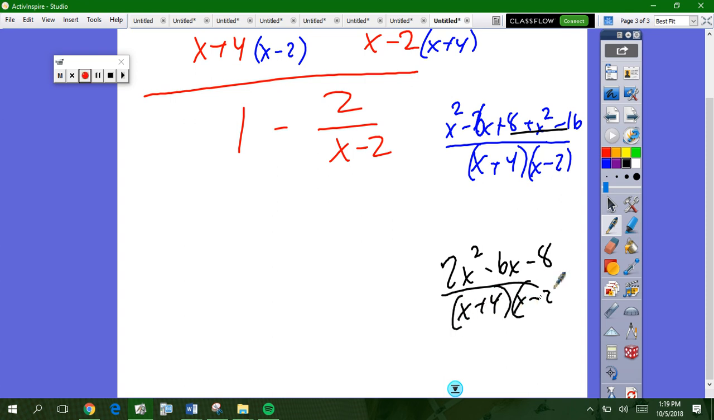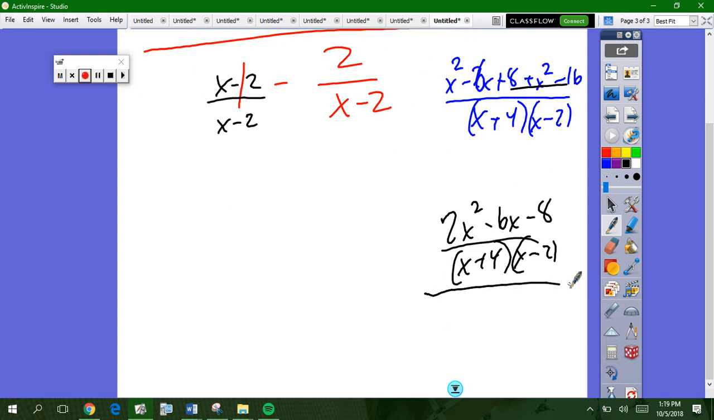All right, have I even touched the bottom yet, though? Now I gotta play with him, right? What does this guy want over here? He wants x minus 2. What I do to the bottom, I gotta do to the top. So on the top will be x minus 2 minus 2, which is x minus 4 over x minus 2.